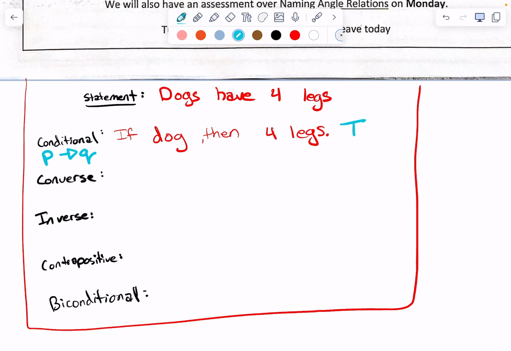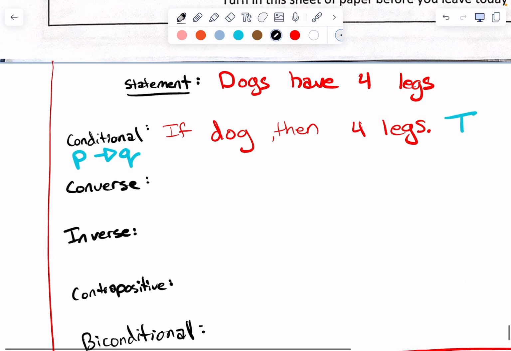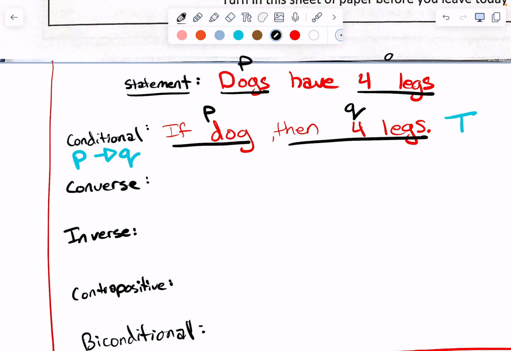Okay, the converse takes that and it. Can you go and mark out what the P and what the Q is in there? Oh sure. Yep. If dog, that's P. Then 4 legs, that's Q. Good question. Like on the statement, what's the Q? P, Q. Okay, good.